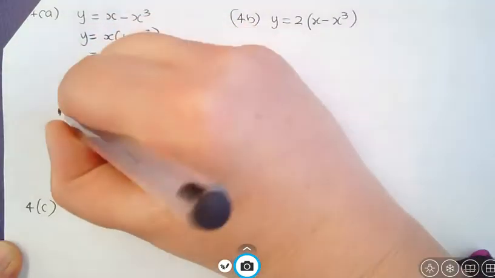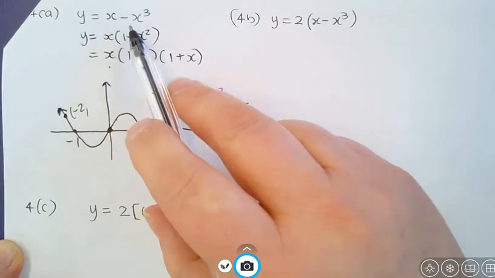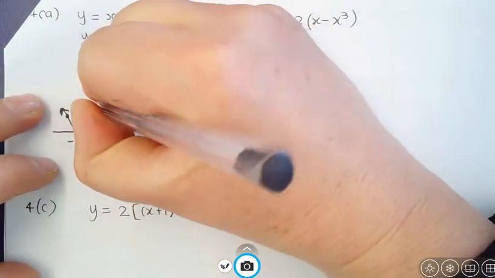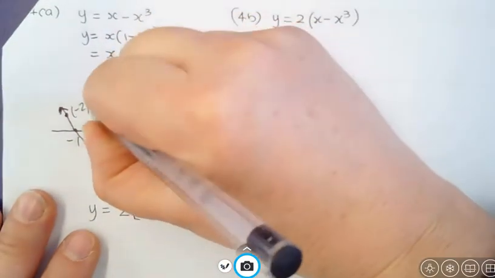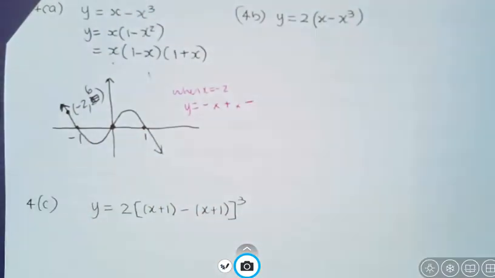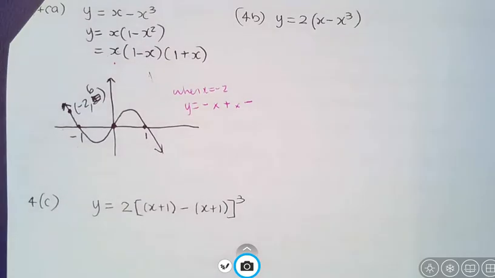If you have to, you could work it out too. Negative 2, comma, what's that? Negative 2 minus negative 2 cubed, 10, I think. No, it's not. It's positive 6, because it's negative 2 minus negative 8, which is negative 2 plus 8, which is 6. So it's the point negative 2, 6.